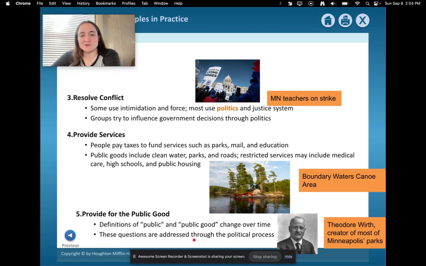And these questions are addressed throughout the political process. So kind of an example of a public good would be like parks, okay? So like Theodore Wirth, he was a really famous guy in Minnesota history because he was the creator of most of Minneapolis's parks. So he would be kind of a person that would provide a lot of public goods.